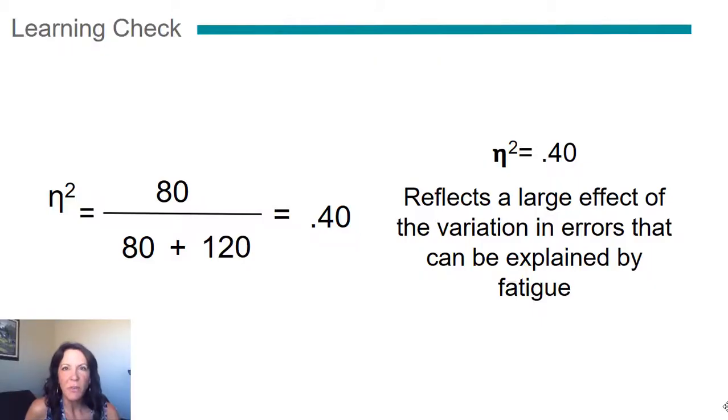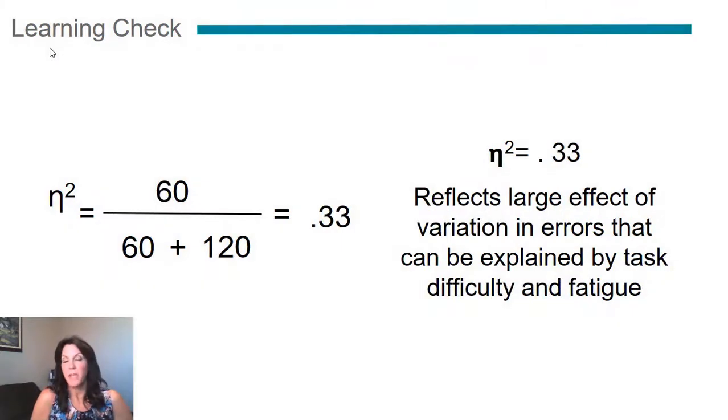For factor B, we had 80 sums of squares, and we take that 80 sums of squares in the numerator and divide it by 80 plus the within sums of squares of 120 to give us an eta squared of 0.40. So this also reflects a large effect of the variation in errors that can be explained by fatigue.